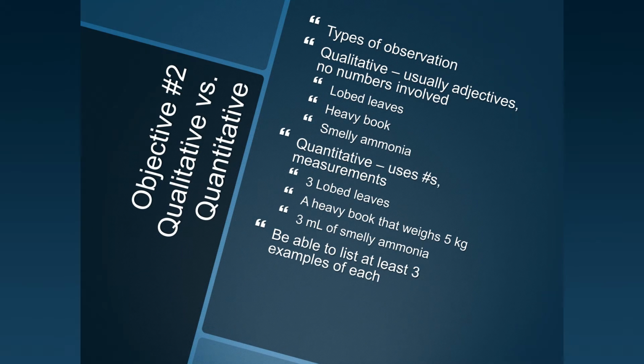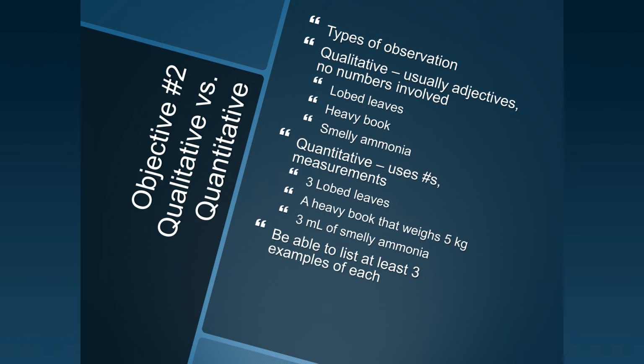Our second objective deals with the 2 different kinds of observations. They are qualitative and quantitative. Qualitative involves adjectives. There are no numbers involved, so you're describing what you see. For example, lobed leaves, heavy book, smelly ammonia. On the other hand, quantitative is a measurement using some sort of number. There are 3 lobed leaves, a heavy book that weighs 5 kilograms, 3 milliliters of smelly ammonia.